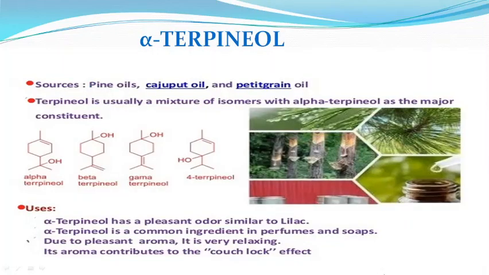Alpha terpineol is a major constituent of pine oils. It is also found in cajuput oil and petitgrain oil. It is usually a mixture of isomers with alpha terpineol as the major constituent. As you can see, this is alpha terpineol. There are 4 isomers: alpha terpineol, beta terpineol, gamma terpineol, and 4-terpineol. Out of these, alpha terpineol is the major constituent of pine oils.